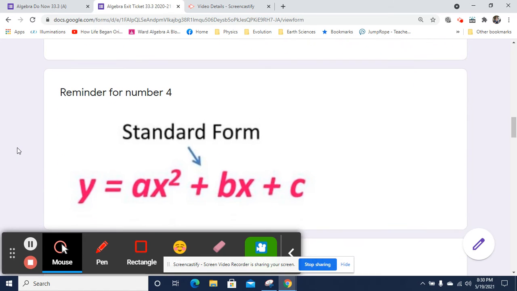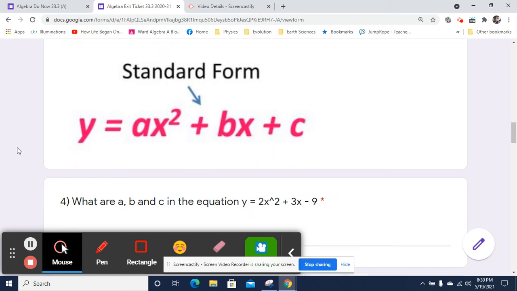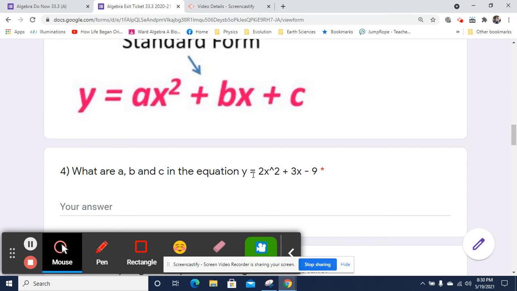Okay, we got a little reminder for you for number 4. I just want you to tell me what A, B, and C are in this equation. If you feel like you can work out the quadratic formula value based on that, I encourage you to do it. I'm going to do it.